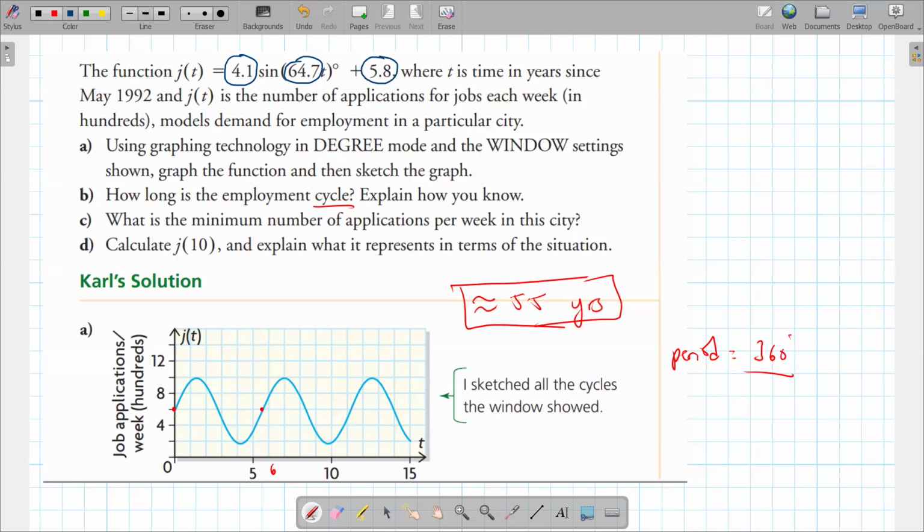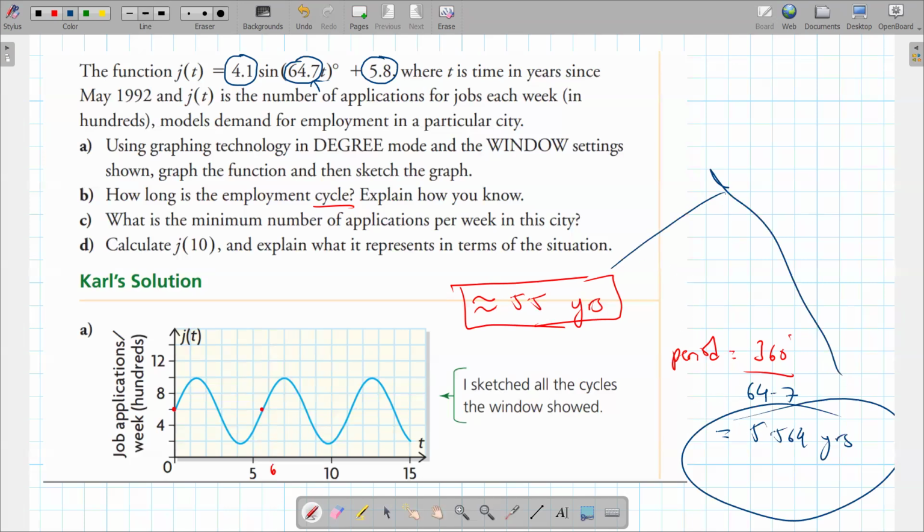This is your C value. That's not your K value. This is your K value. So you do 360 divided by 64.7. And that will be the exact period. Graphically, there's a little bit of leeway. Let's see what the exact one is. So it's 5.564. Cool? So know how to do using both. It says explain how you know. I feel like if you did this, you'll get full points. If you did that, you'll get full points.